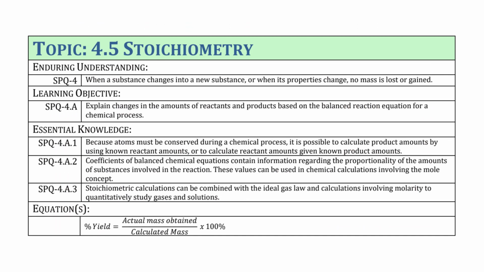So the objective for today is to explain the changes in the amounts of reactants and products based on the balanced equation reaction for a chemical process. So we're going to have to know what a chemical process is, be able to write and balance a chemical equation, and use an equation to get percent yield: actual mass obtained divided by calculated mass times 100%.